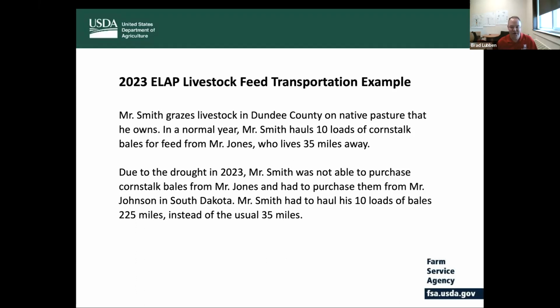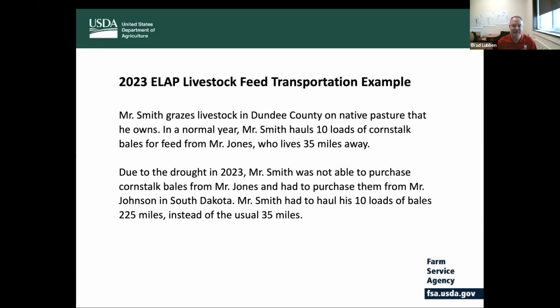Okay. Pat, that brings up two questions, however. Sure. Like any good story problem here. 225 miles is 190 miles further than the usual distance, but it's 200 miles further than the 25-mile criteria. So which number counts in the equation?